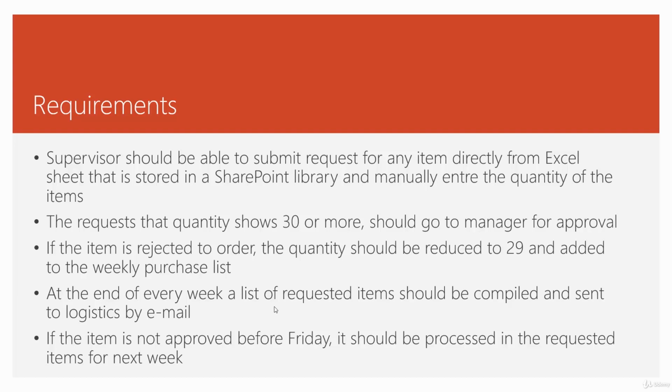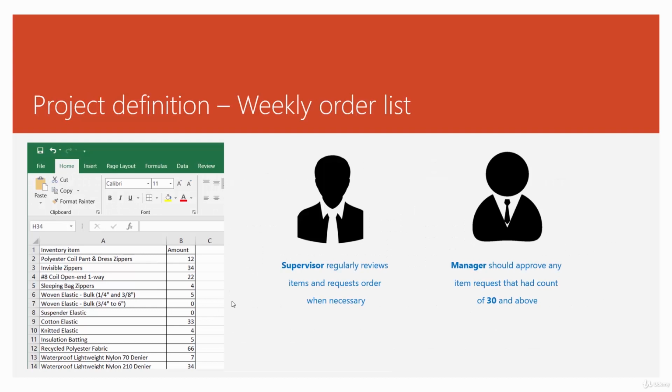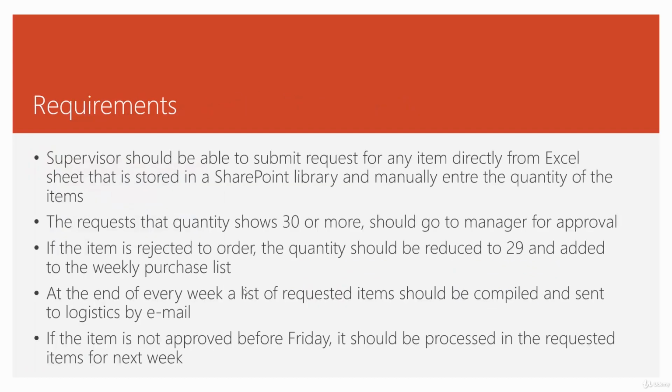At the end of every week, a list of requested items should be compiled and sent to logistics by email. So when this person adds an item to the order list, it doesn't go to the list right away. If it requires approval, it gets approved first. If it does not require approval, it goes to the list, but that final list is created once a week. It's a weekly list. And at the end of the week, the list of all the requested items is sent to logistics by email. So we just have an email address, and all the items that have gone through the approval will be added to the email and someone will act on it.